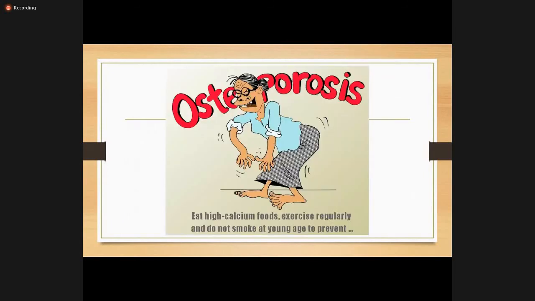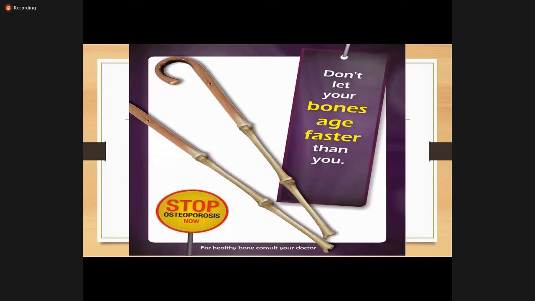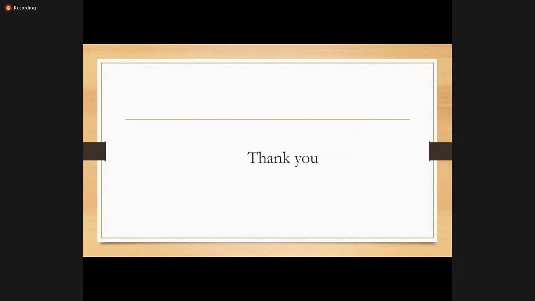So, eat high calcium food, exercise regularly, and do not smoke at a younger age to prevent osteoporosis and fractures. Don't let your bones age faster than you. Thank you very much.